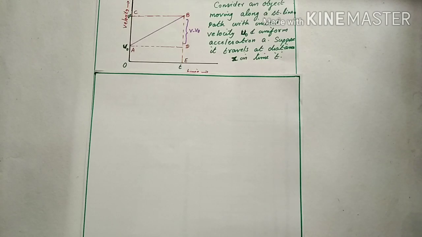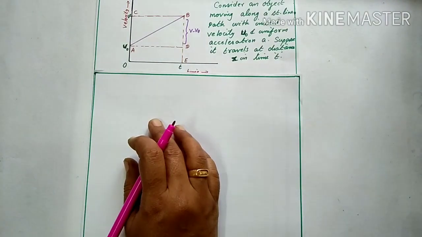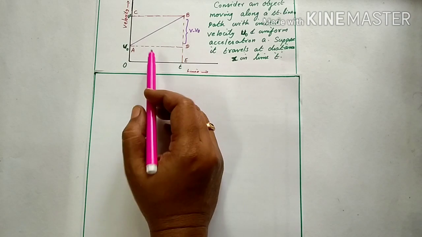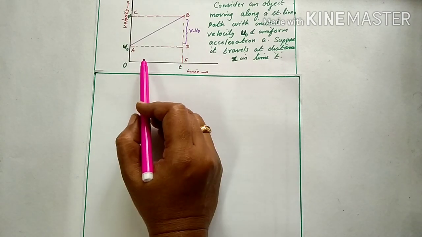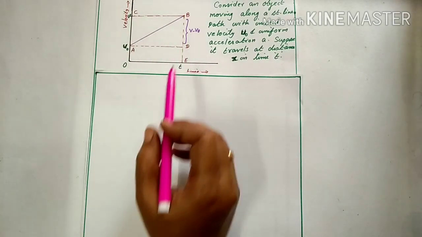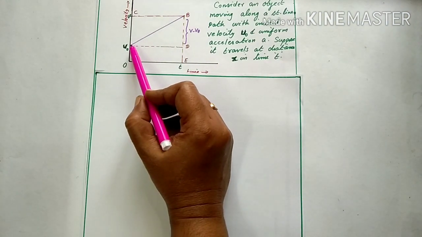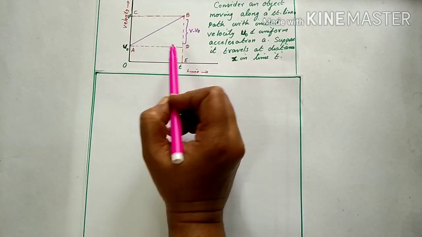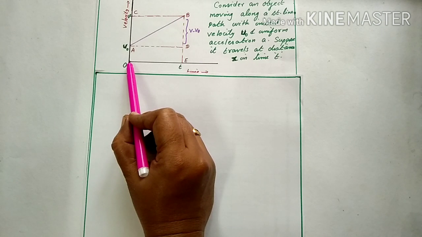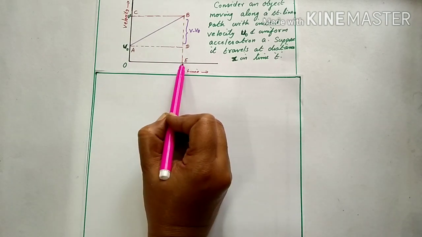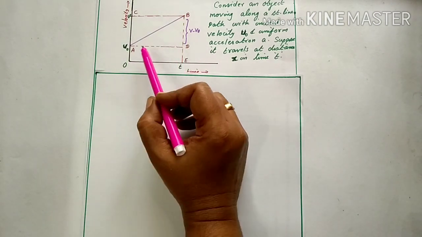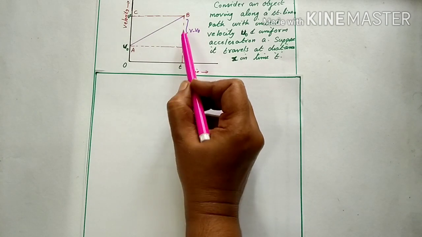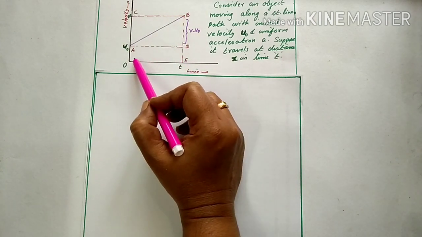To derive the second kinematic equation, we can take the concept that the area under the curve is equal to the displacement of the object. So what is the area under this curve? It is between the instants t equal to 0 to t equal to t seconds. That area is in the shape of a trapezium.